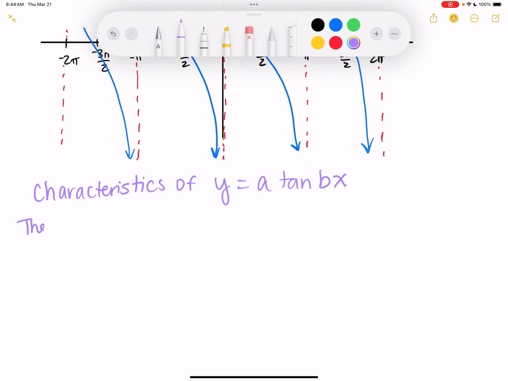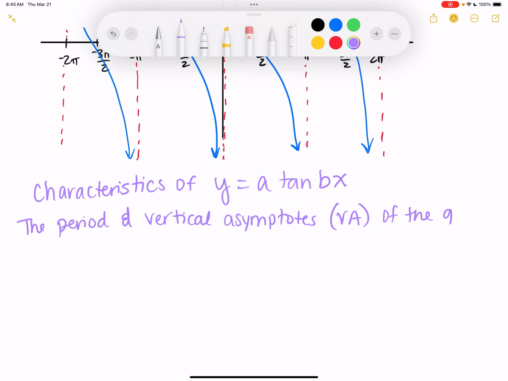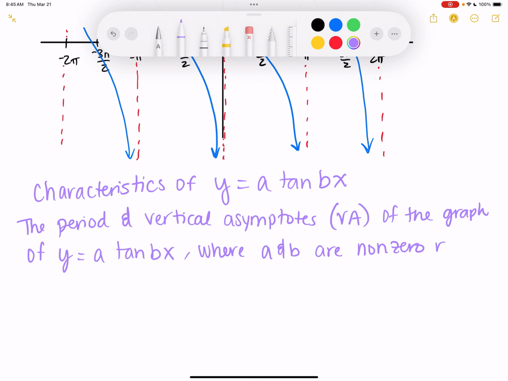The period and vertical asymptotes. Oh, I should write that out probably. And vertical asymptotes I will often abbreviate as VA just for short. Of the graph of y equals a tangent of bx, where a and b are non-zero real numbers.